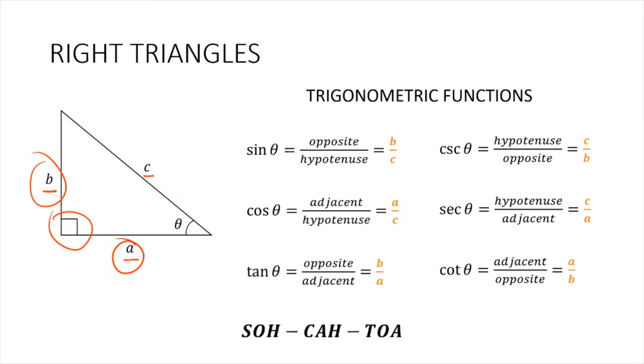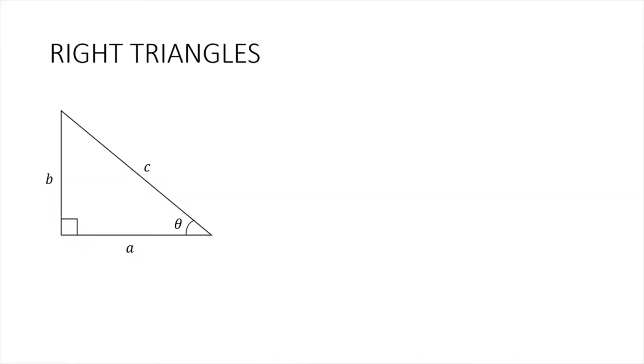Alright, so just remember SOH-CAH-TOA. Sine is opposite over hypotenuse, cosine is adjacent over hypotenuse, and then tangent is opposite over adjacent. Next, another concept that we need to know, of course, is the Pythagorean theorem. Okay, it states that the square of the longest side, or the square of the hypotenuse, is equal to the sum of the squares of the other two sides, right?